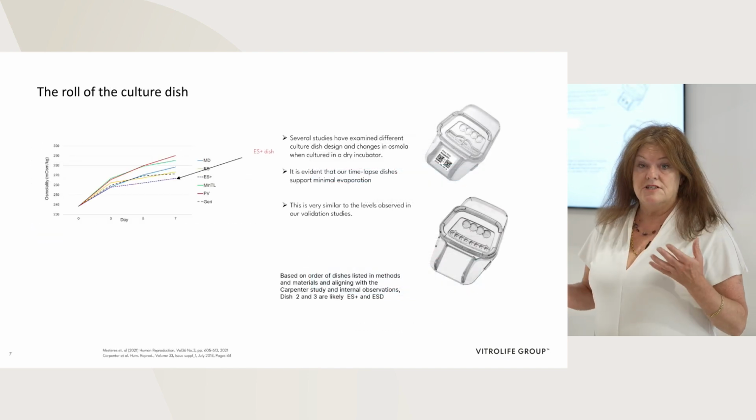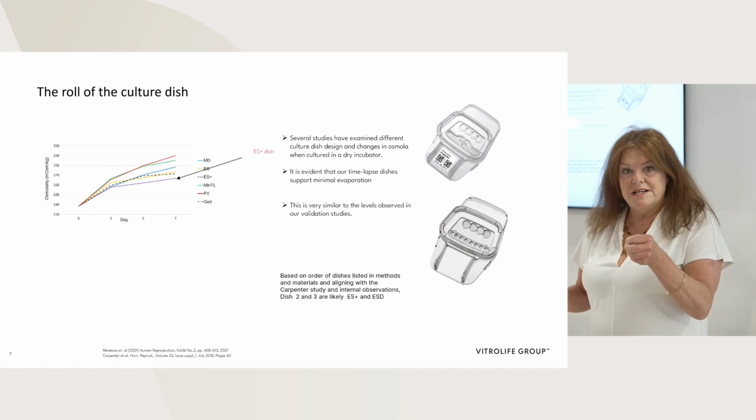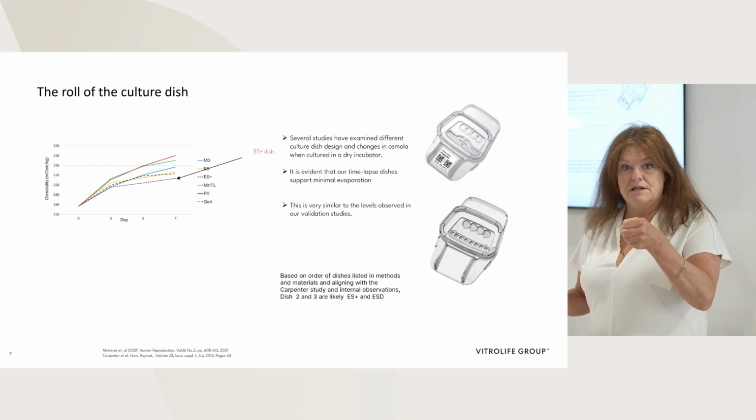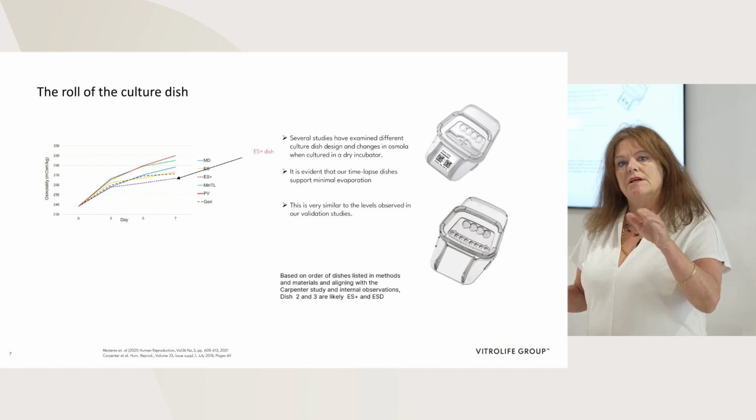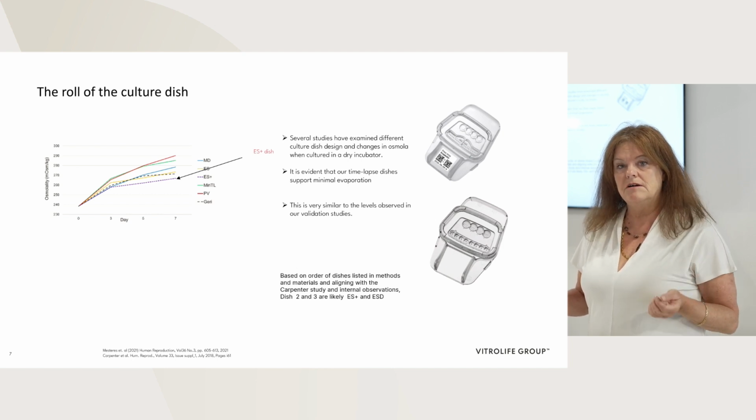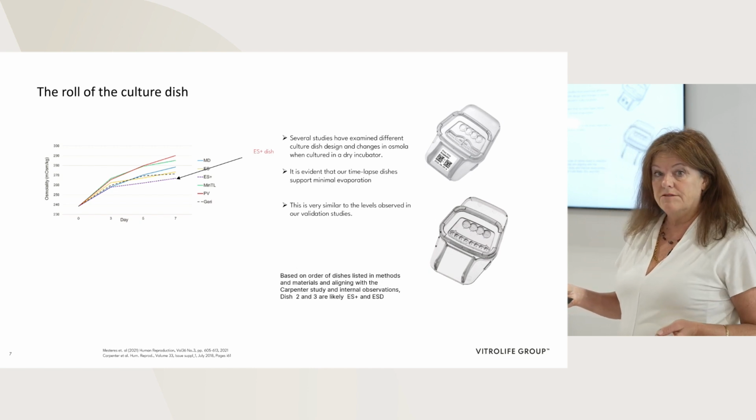There's also the role of the actual culture dish, so the surface area to volume of the dishes. In a droplet culture, such as in the embryo slide, you only have the surface exposed and not the whole droplet, like in a droplet culture. So the dishes actually have a role to play.